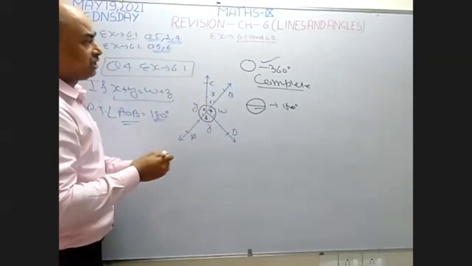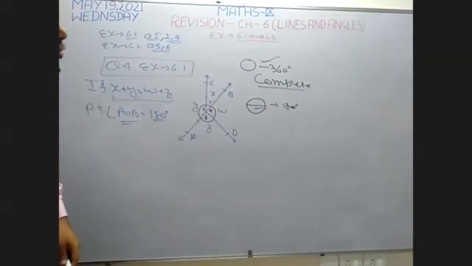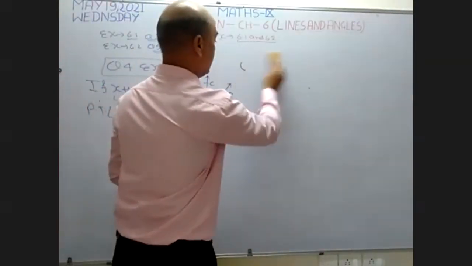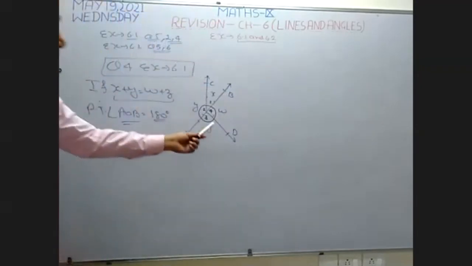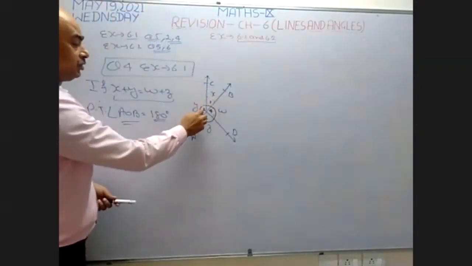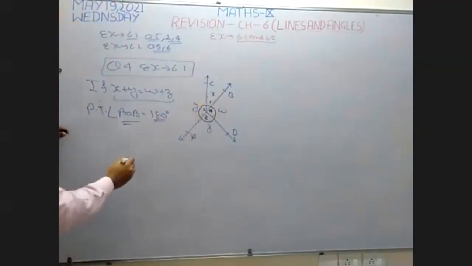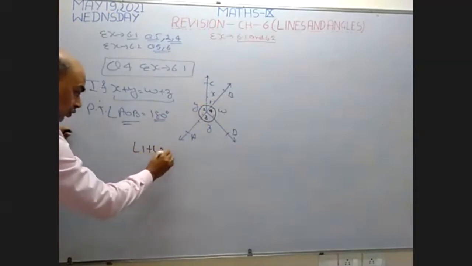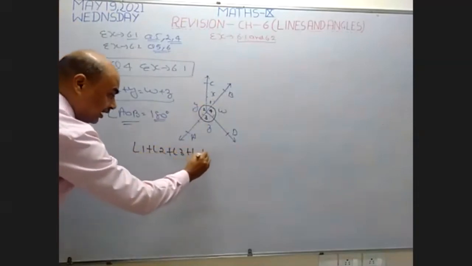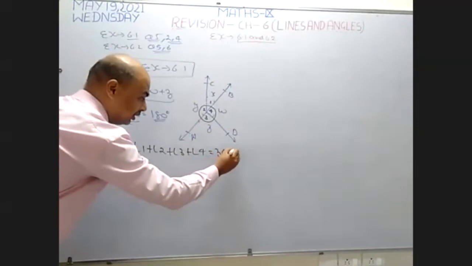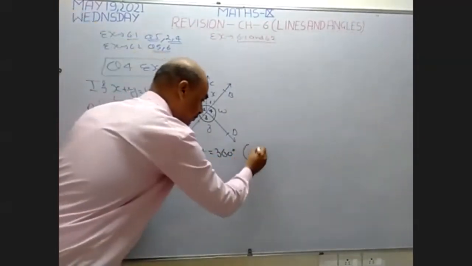So I want to use this to solve this question. Okay, I want to start. How many angles are there? Four angles are there. 1, 2, 3, 4. All right, here angle 1 plus angle 2 plus angle 3 plus angle 4 equals 360 degrees. What do I write here? Complete angle.